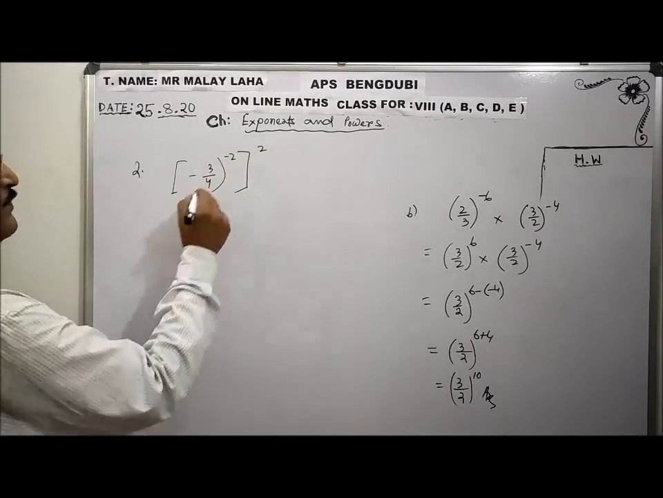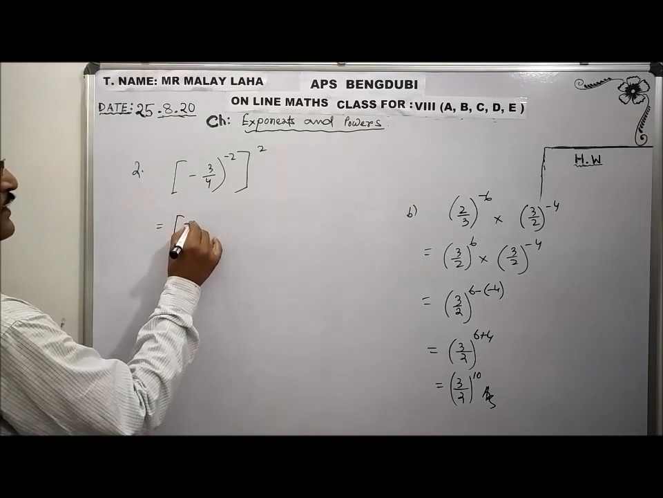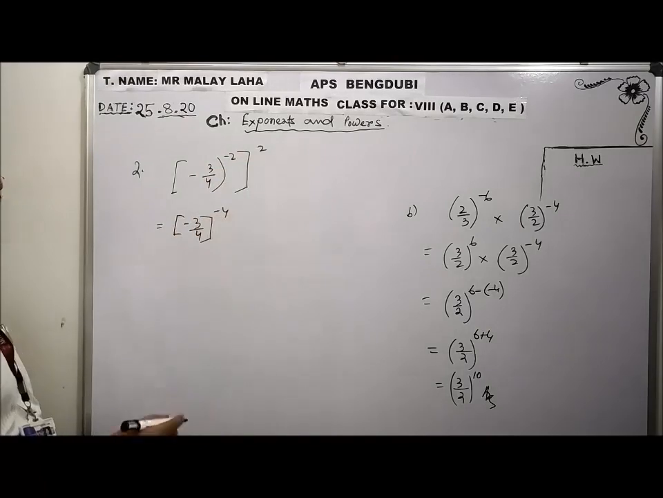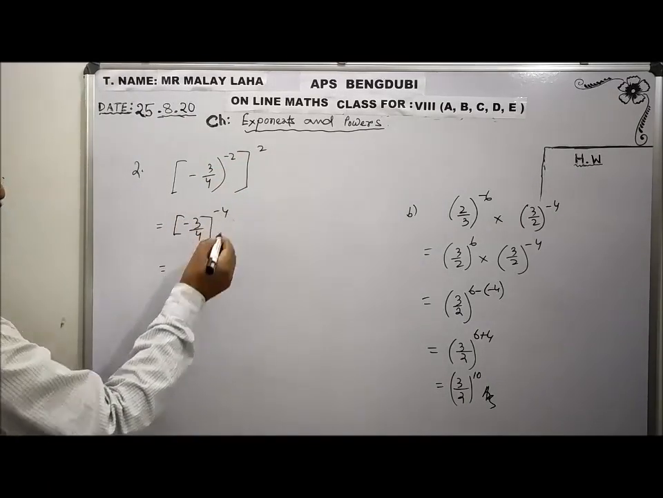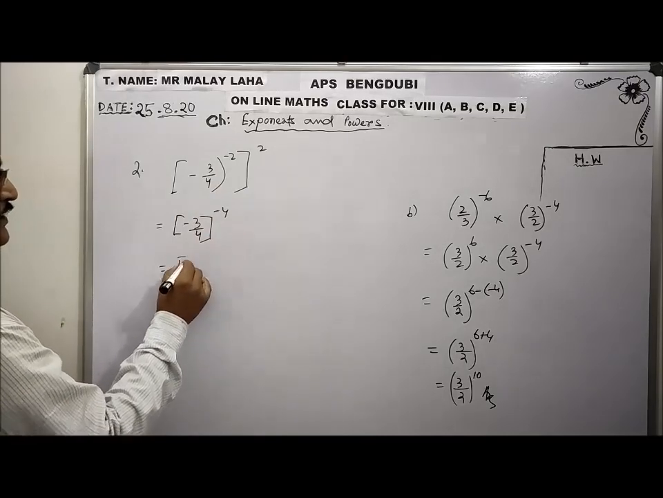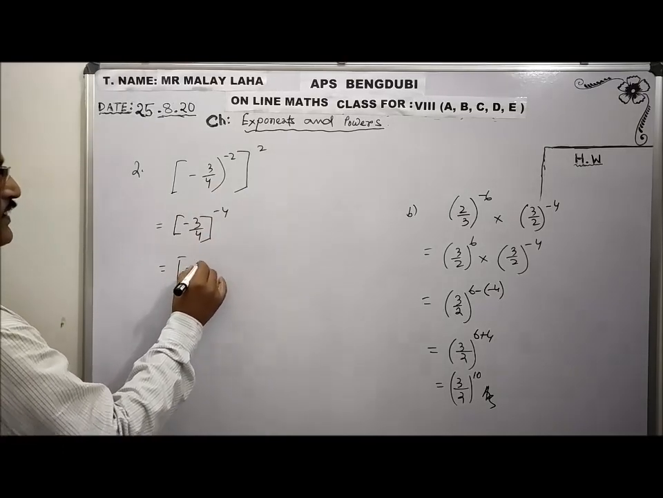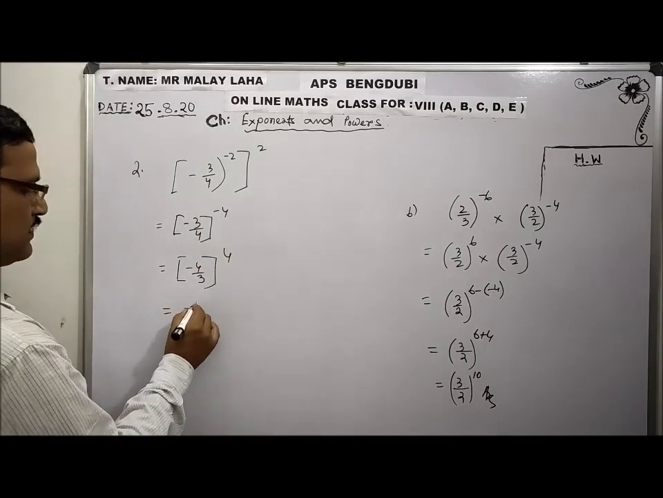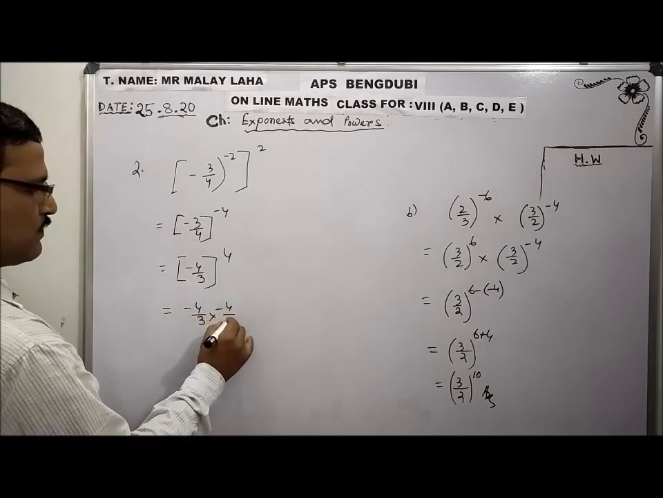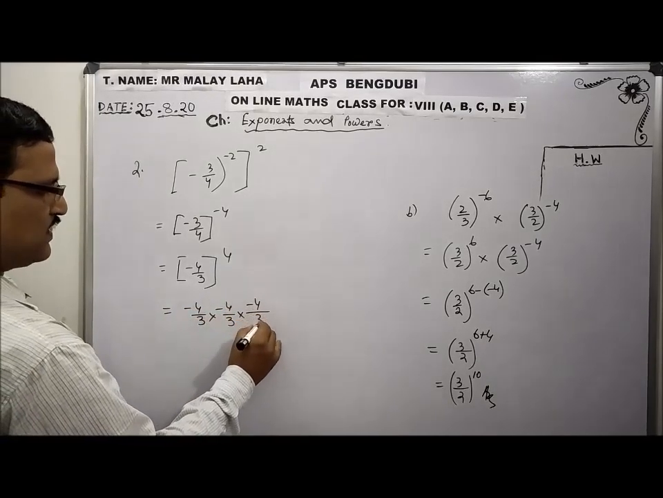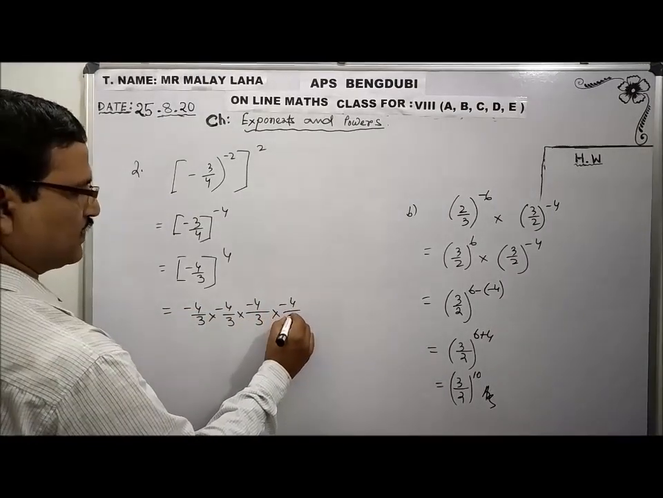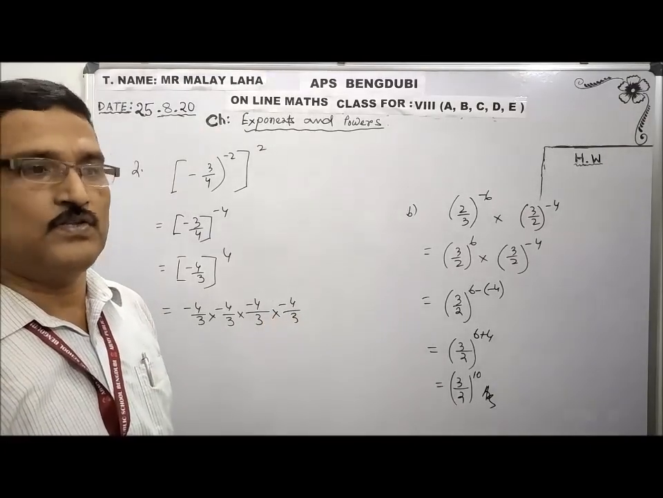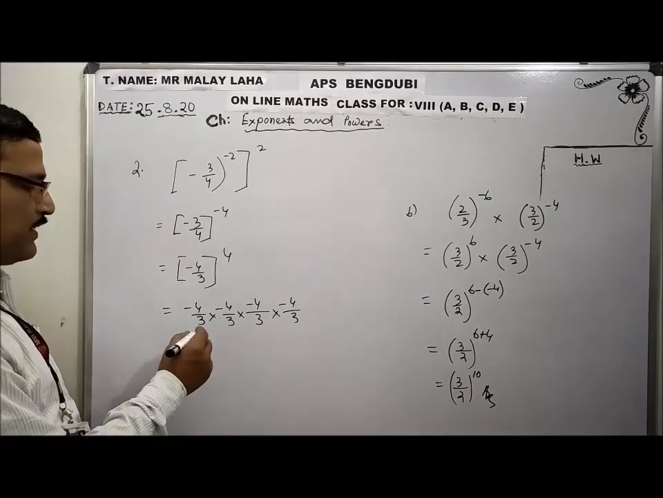What I told you about the double power: this one becomes (minus 3 by 4) raised to 2 times minus 2, which is minus 4. If I like to change into positive, what did I say? Reciprocate the base. This one is (minus 4 by 3) raised to 4. Now find the value. Minus 4 by 3 four times. The instruction is find the value or evaluate, so the answer should be in number.